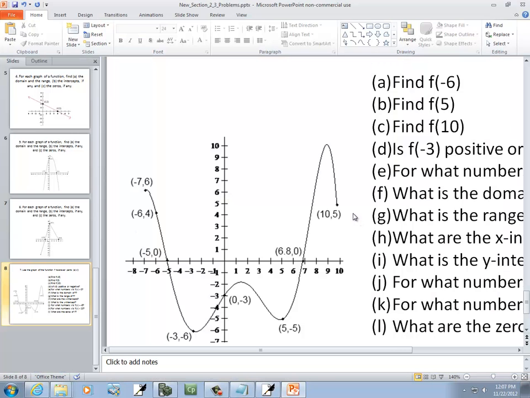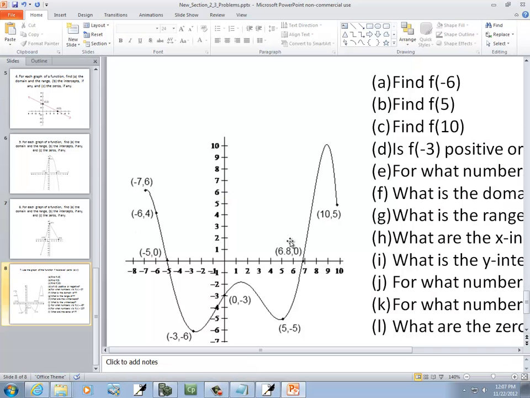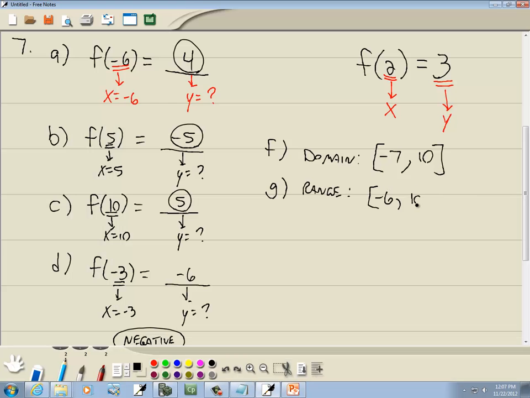Now our range is our y values where a graph exists. Well, this right here is our lowest part of our graph. So if I come over here, it's negative 6. Because again, you're looking where your graph exists. Now this is the highest part of our graph, and if I come over here, it looks like it's 10. So our range is negative 6 to 10.